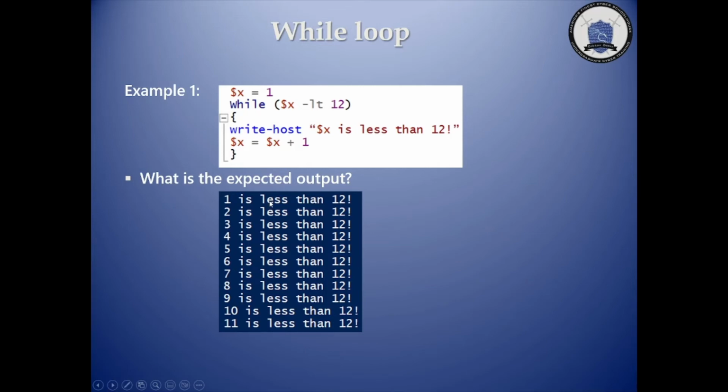All right, so here is the expected output. It's going to print out 1 is less than 12 all the way up to 11. And then once you get to 11, it's going to see that x is 12. So 12 will not be less than 12, so it will stop running through this.